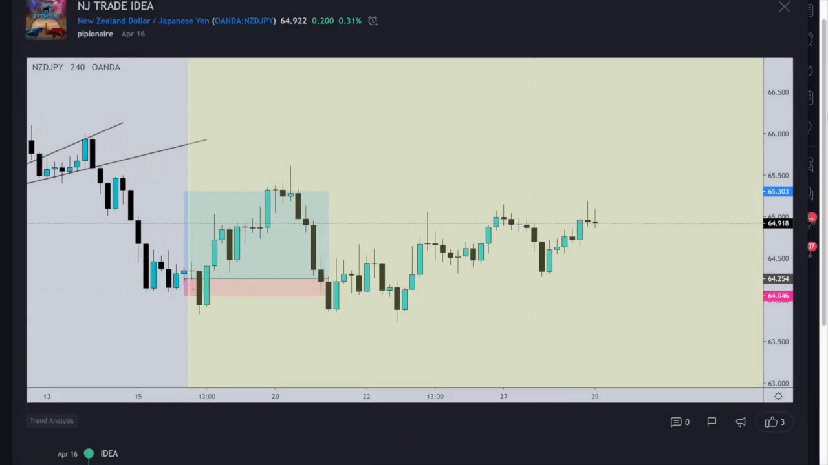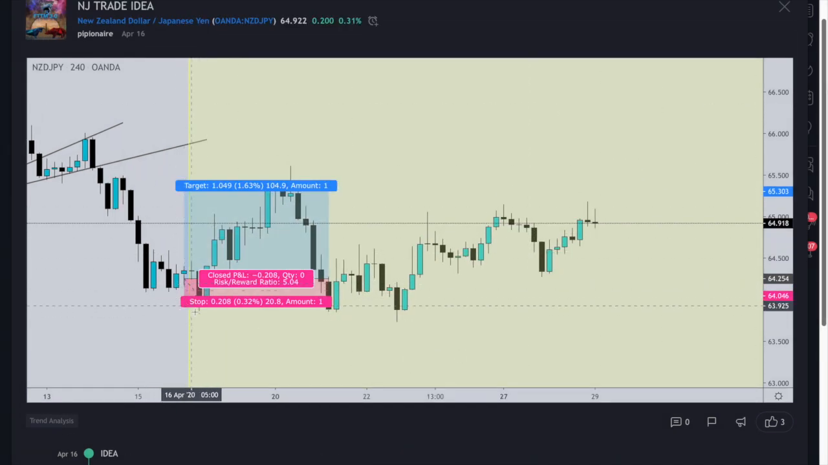day, you know. And then as you can see, we got stop printed and then I could have re-entered again and it would have hit TP. But I'm not gonna count either trade because I didn't post about it yet. But as you can see, my idea was correct. You know, just the timing was wrong.